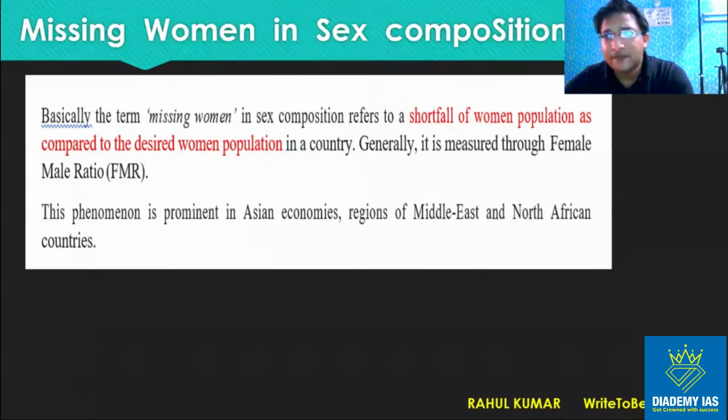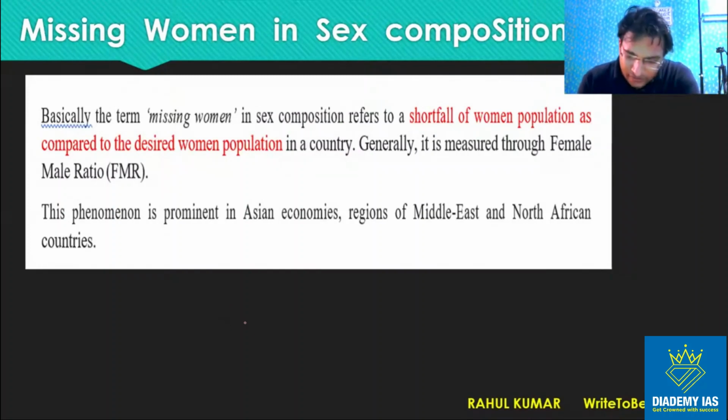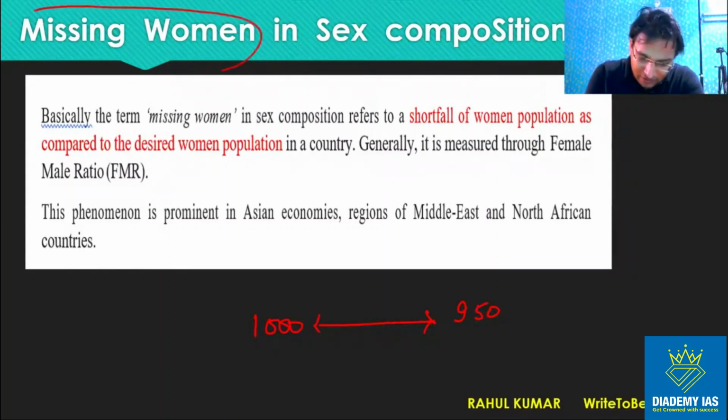This is a new concept, the concept of missing women, right? So what is the meaning of missing women? So for example, the desired sex ratio is 1000, right? And actual sex ratio is 950. So the difference between the desired sex ratio and the actual sex ratio, this is called missing women. So these 50 women are missing.